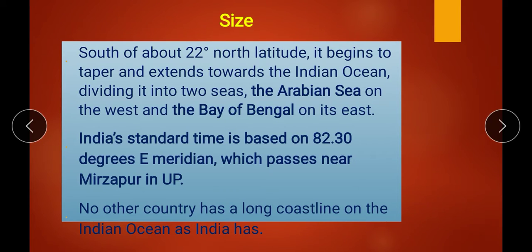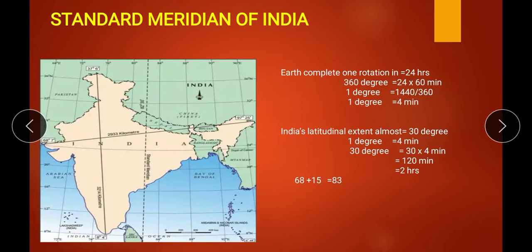Standard meridian time is based on 82.5° east meridian, which passes near Mirzapur in UP. See here, this is standard meridian of India. The reading of this line 82.5° east longitude.